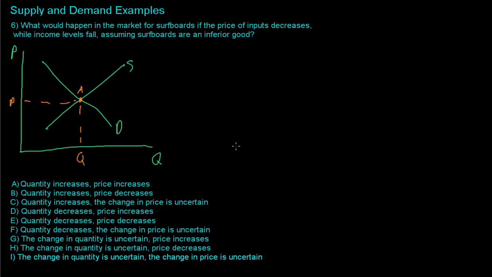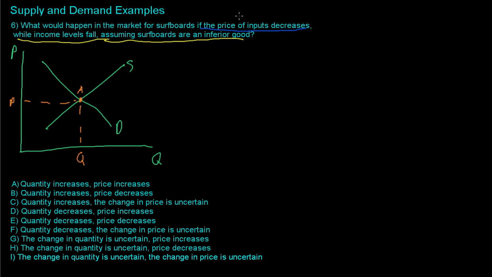What would happen in the market for surfboards if the price of inputs decreases? So let's do that in blue. If the price of inputs decreases, while at the same time income levels fall, assuming surfboards are an inferior good. And so we'll do this in yellow. Alright, so if we're going to do the blue part first.